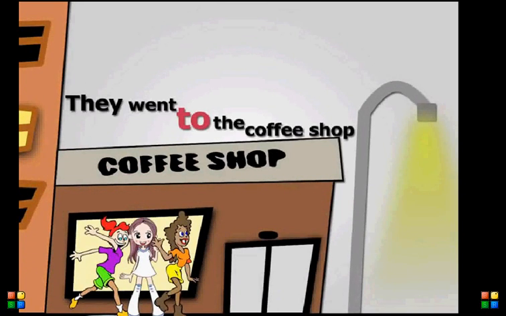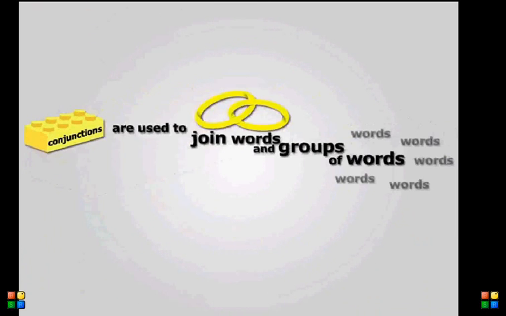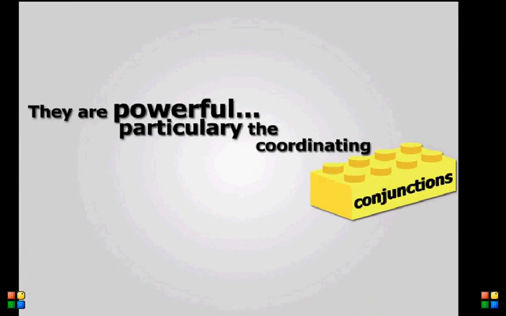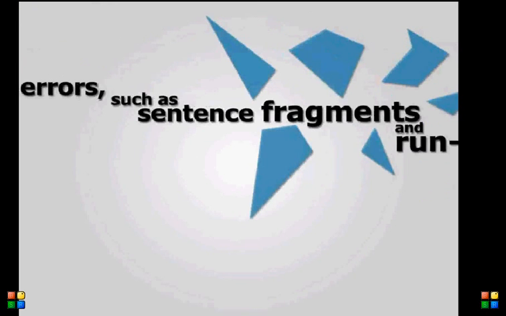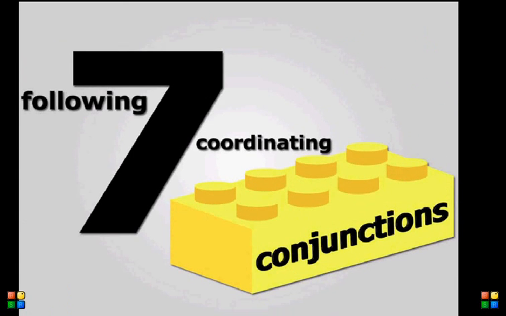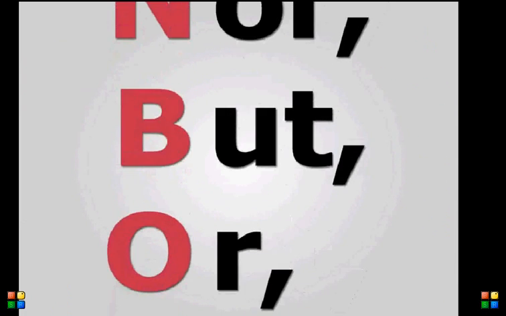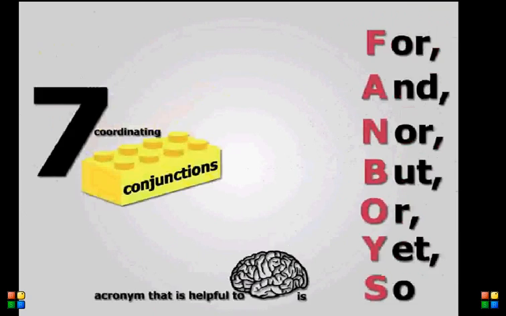Conjunctions are used to join words and groups of words. They are powerful, particularly the coordinating conjunctions, because they allow you to avoid major sentence errors, such as sentence fragments and run-on sentences. For this reason, it's important to remember the following 7 coordinating conjunctions: for, and, nor, but, or, yet, and so. An acronym that is helpful to remember is fanboys. Subordinating conjunctions include words such as although, before, unless, if, and because.